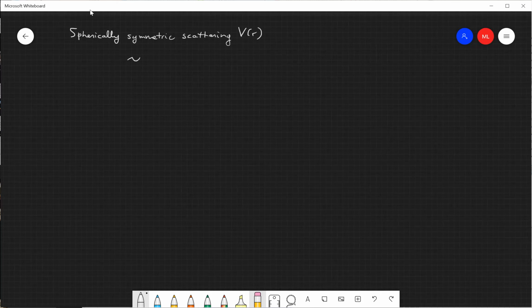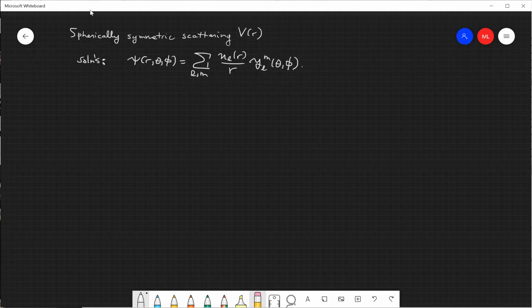We write our solutions as follows in spherical coordinates. We have an expansion in the spherical harmonics. We have some radial wave function multiplied by our favorite Y_lm's, like that. We know that's the general form of the solution. We even know what the equation is for the radial pieces.